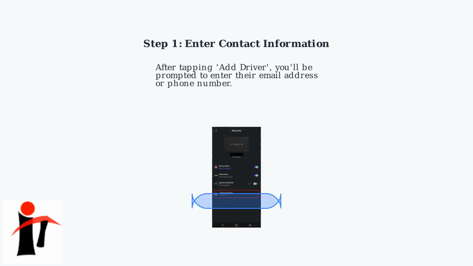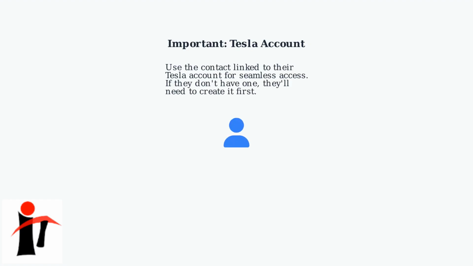After tapping Add Driver in the Tesla app, you'll be prompted to enter the driver's email address or phone number. Make sure to use the contact information associated with their Tesla account if they have one. It's important that the email or phone number you enter is linked to their existing Tesla account. This ensures they can access the vehicle securely through the app ecosystem.